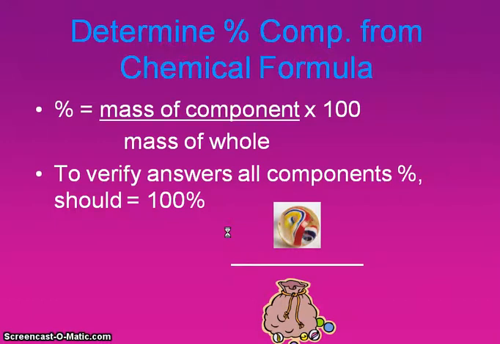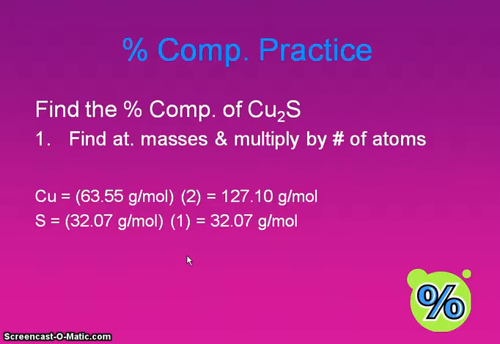To find percentage composition from a chemical formula, you take the mass of the individual component, divide it by the mass of the entire compound, and then multiply by 100 to get a percent. At the end, you should be able to verify your answers to make sure that all the individual components' percentages add up to approximately 100. It might be slightly different based on how you've rounded, but you should get very, very close to 100.